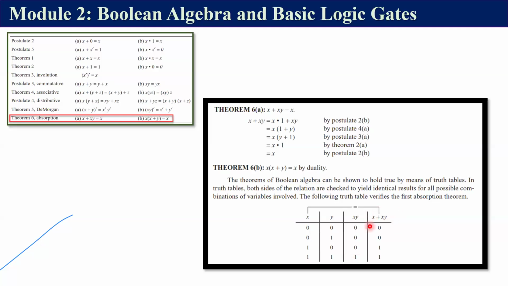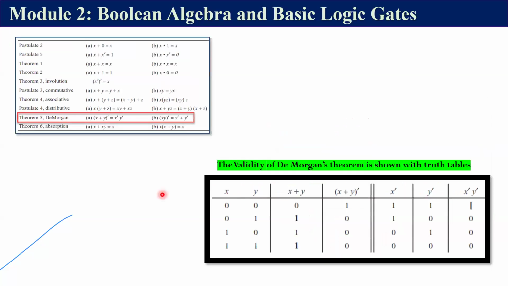Then let's go ahead and do our x plus xy. We already have x, y here. This is x. Let's put them together. 0 or 0 will give me 0, 0 or 0 will give me 0, 1 or 0 will give me 1, 1 or 1 will give me 1. So if you look at this x plus xy, it is the same thing as x. So that's another way of proving that theorem, this theorem 6, A and B, using a truth table, and then using the algebraic approach. So let's go on.